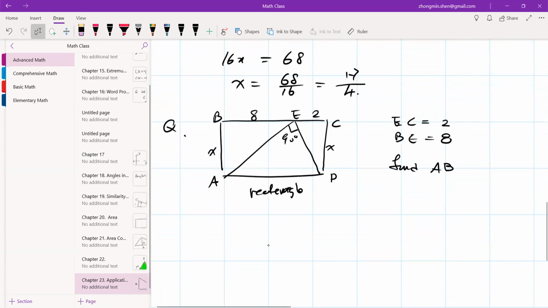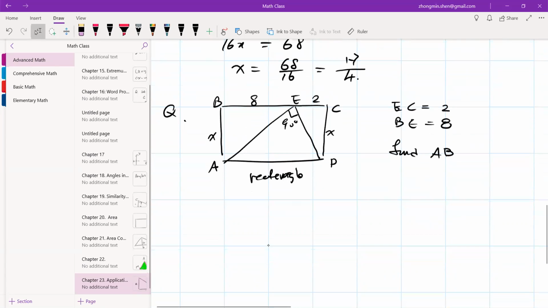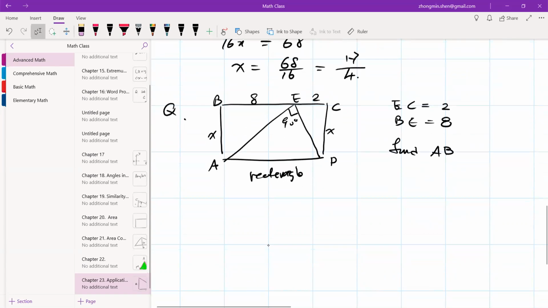You may not be able to write down one single equation at the very beginning. My hint is I'm going to call this one A and that one B, and C is going to be 10, because 8 plus 10. That's my hint, okay? And try to find the equations to solve the problem.